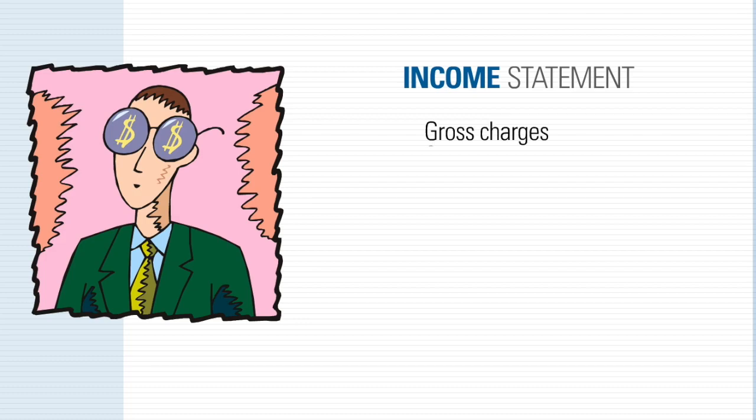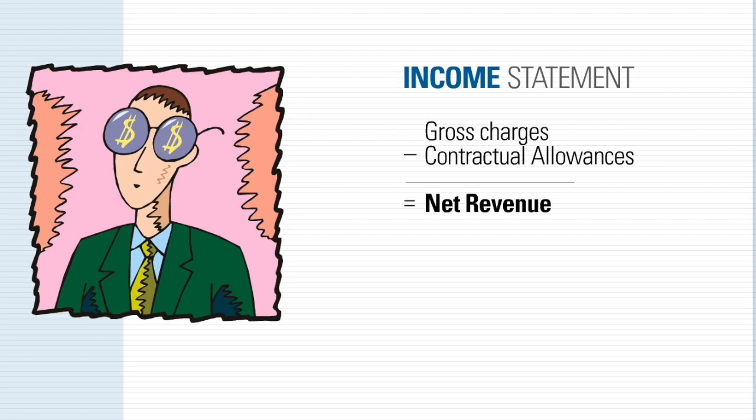Gross charges reflect the total services billed by the practice at the fee schedule rate before any adjustments are made. Contractual allowances are adjustments or discounts made to the gross charges to reflect contractual agreements with insurance companies and other payers regarding the amount to be paid for a particular service. When you subtract the contractual allowances from the gross charges, you get the net revenue.